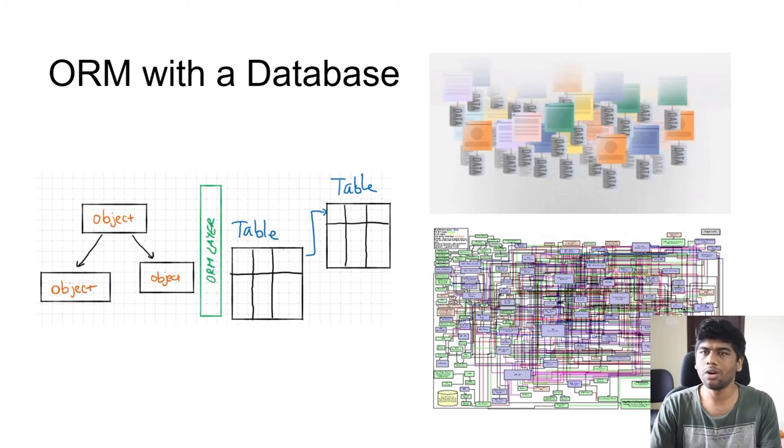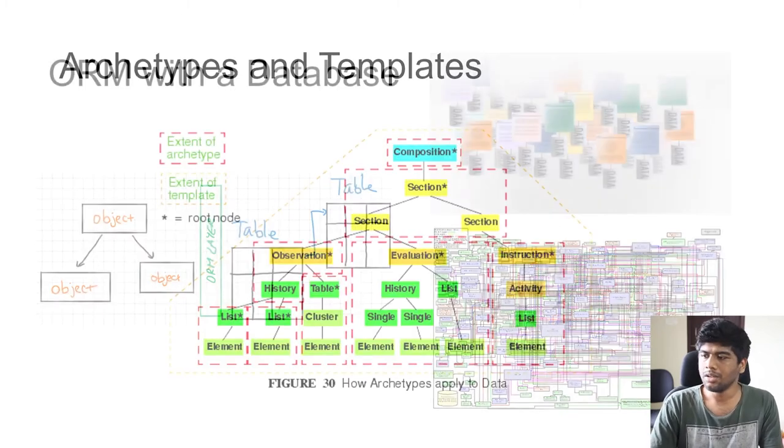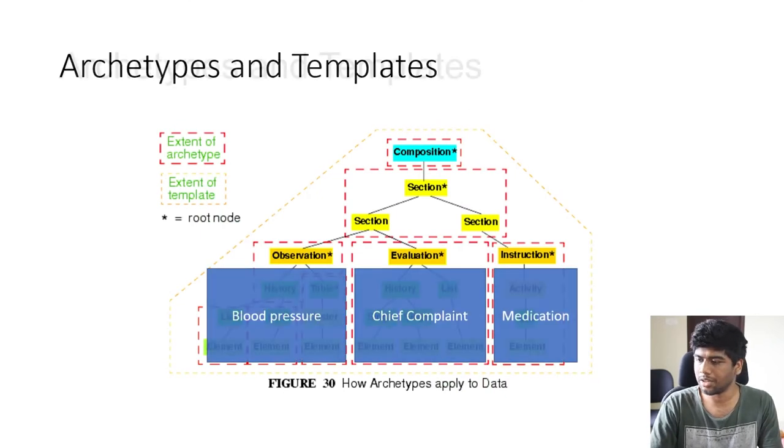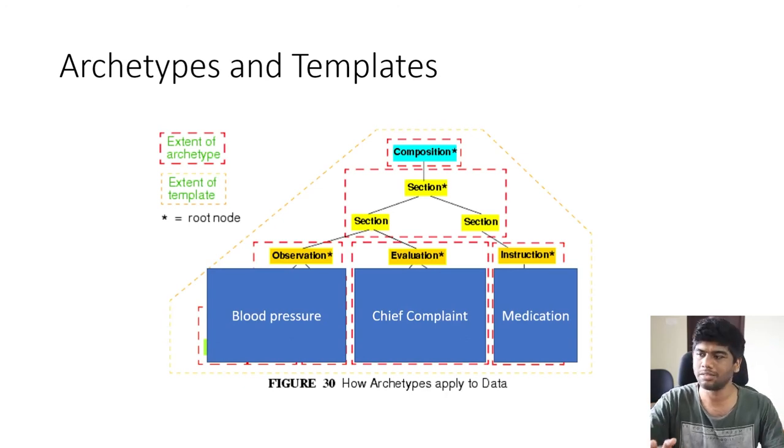Now, what is openEHR basically? You have a lot of data points that you try to capture in any particular situation. So you have things like blood pressure, chief complaint, medication. But all of these you put together inside something called a template. And this template is what you use finally when you are creating a form or in a particular situation.